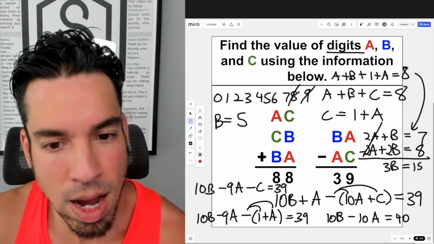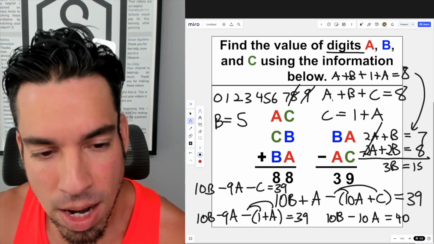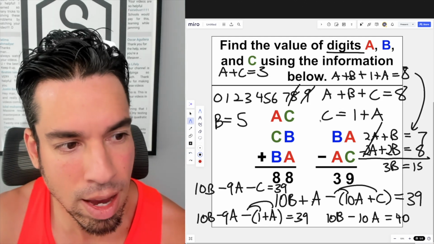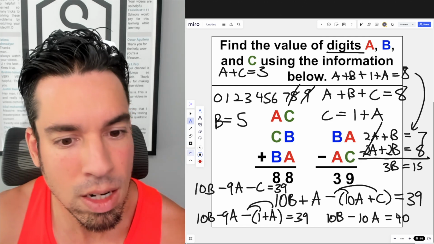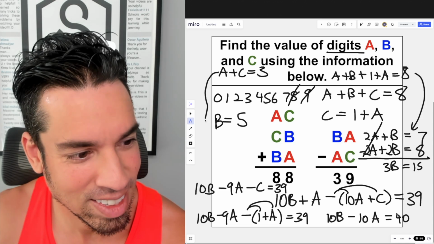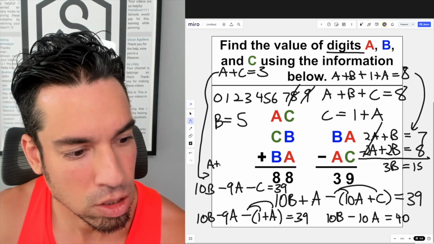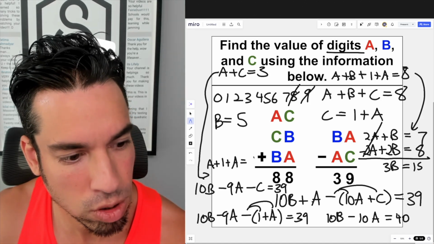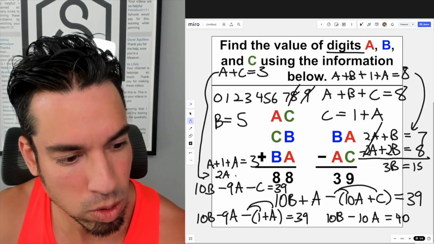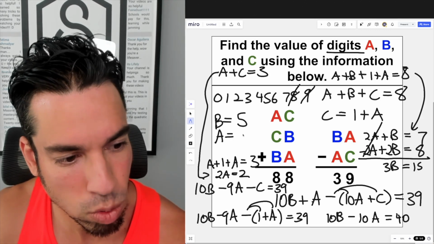Now if I know that B equals 5, I can plug it in here and say A plus 5 plus C equals 8. Subtracting that 5, I can say A plus C equals 3. So now that I know that A plus C equals 3, and I know that C equals 1 plus A, once again, I can substitute 1 plus A back in for C over here. So we've got A plus 1 plus A equals 3, and then A plus A is 2A, and then I'm going to subtract 1 from both sides. 2A equals 2. Divide both sides by 2, and now we've got A is equal to 1.